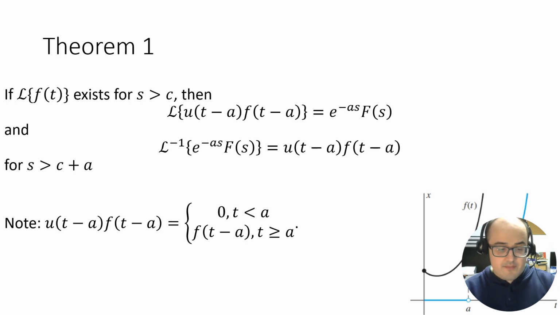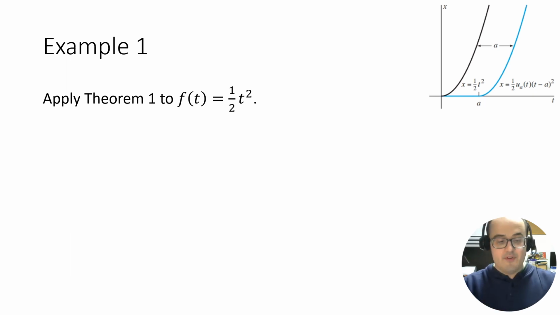And u of t minus a times f of t minus a is a version of that unit step function where it's 0 if t is less than a and f of t minus a if t is greater than or equal to a.